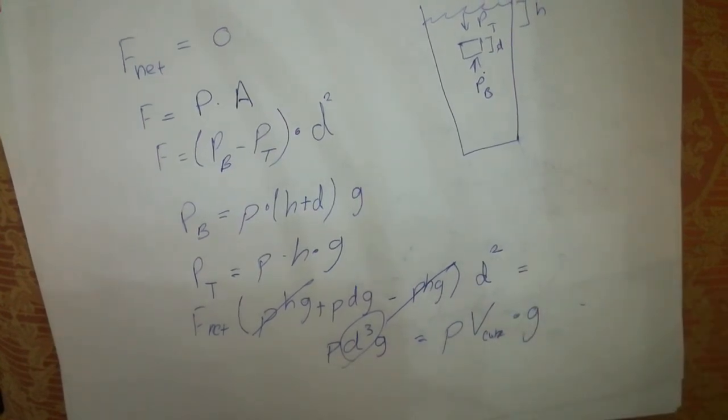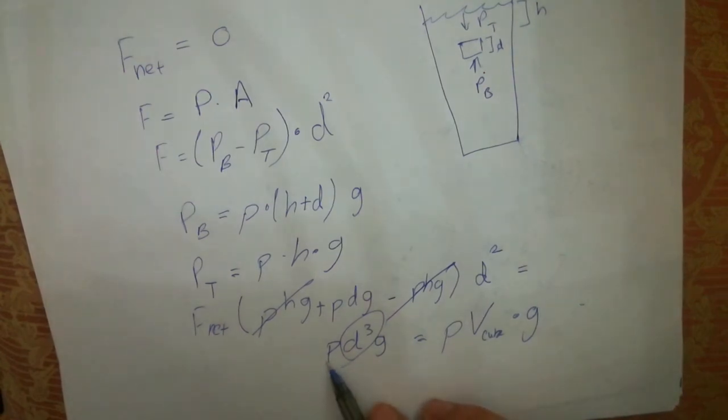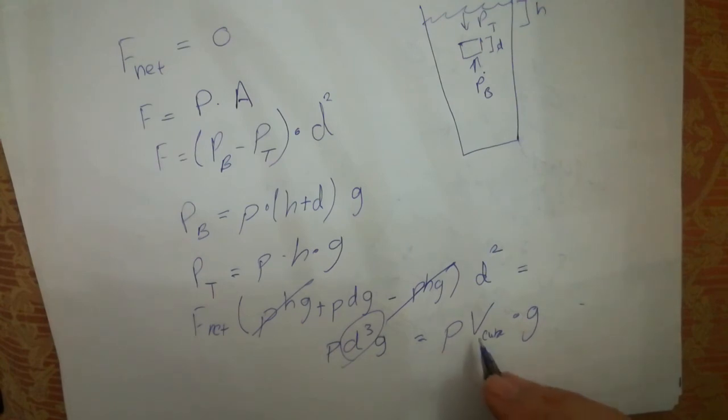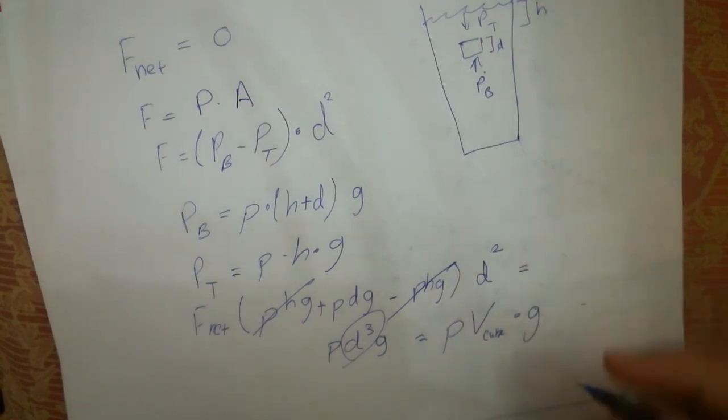And so that is essentially how we wrote the rule that rho d to the power 3 g is going to be the net force acting on the cube itself.